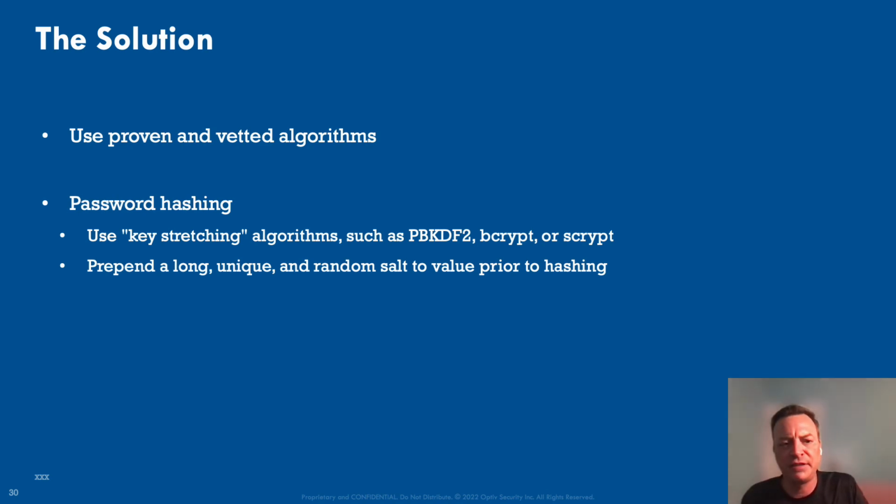So you make it computationally expensive for the attacker, but very minimally, maybe half a second longer to log in, right? The salt: prepend a unique and random salt to the value before you do the hashing. This makes it even harder, especially if you're using the algorithms I mentioned in the last bullet point, and it also prevents attackers from creating rainbow tables, which is every value under that hashing algorithm.